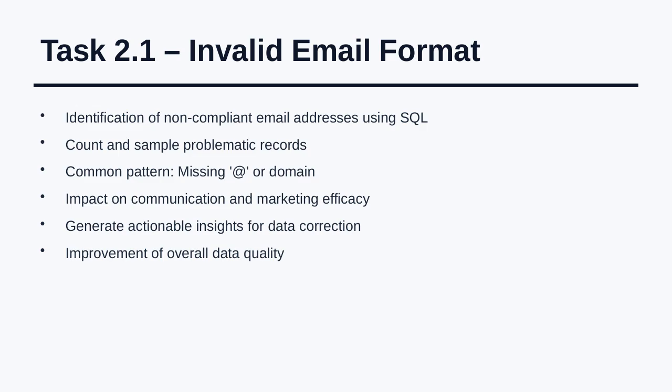By pinpointing these invalid entries, we can generate actionable insights to correct the data, either by cleansing it or flagging it for review. This step is crucial for improving the overall quality of our data, ensuring that downstream processes rely on accurate and usable information. Next, we'll look at how to handle domain value errors and other data validity issues to further enhance data reliability.